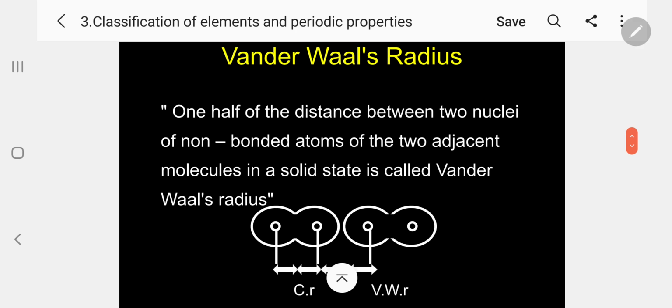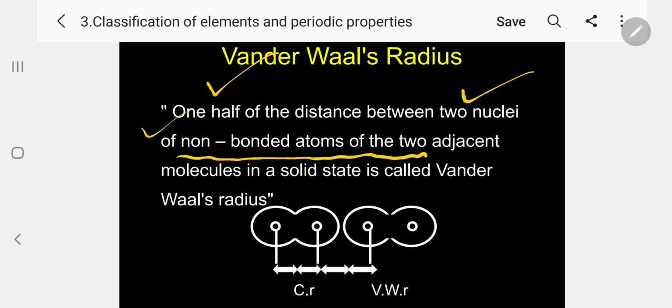Now next, I told you, what is van der Waals radius? Let me give the definition so you can understand. Van der Waals radius is defined as one half of the distance between two nuclei of non-bonded atoms. Please follow. Non-bonded atoms of two adjacent molecules in a solid state. So we have to take a solid state, and in the solid state, two adjacent molecules. That one half of the distance between two non-bonded atoms is called van der Waals radius.